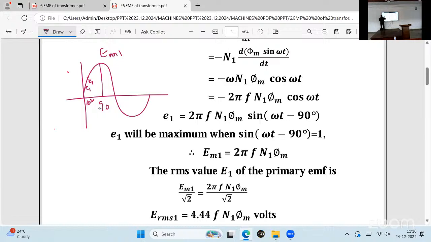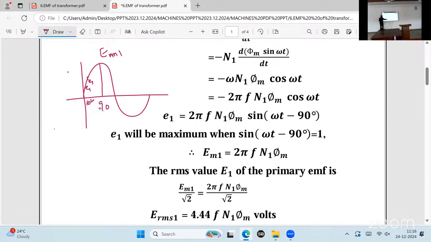Now I want to convert it to maximum. At 90 degrees we get the maximum voltage. At what degrees do we get maximum? 90 degrees. See the diagram, maximum. To get this, we have to satisfy the equation. E1 will become maximum when sine omega t minus 90 is equal to 1. Then we get E max 1 equal to 2 pi f N1 phi m.